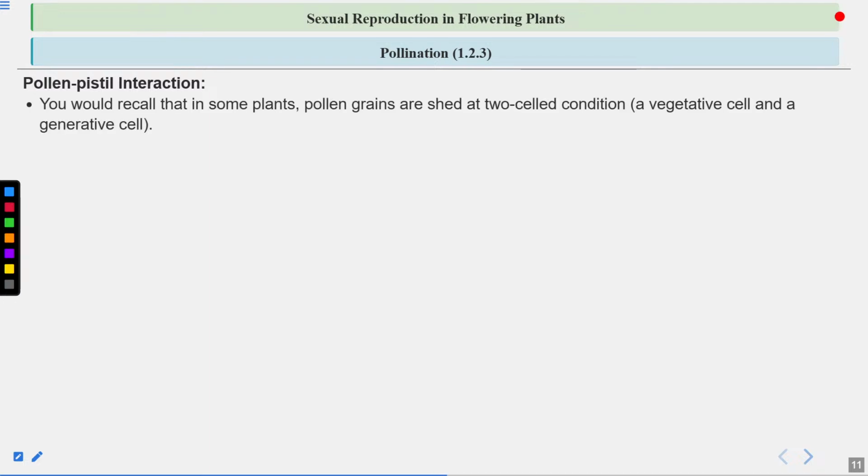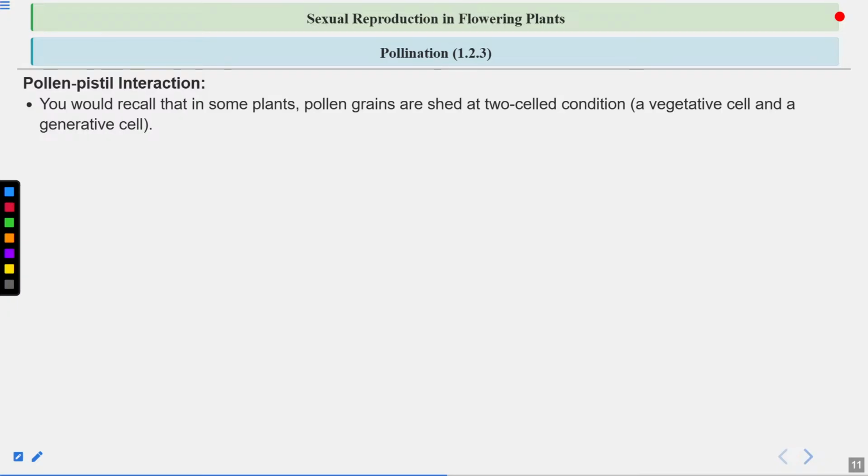So you would recall that in some plants, the pollen grains are shed at the two-celled condition, a vegetative cell and a generative cell. This we have already studied in the male gametophyte in the first lecture, that the pollen grain is at the two-celled stage. In 60% of angiospermic plants, the pollen grains are shed off, meaning released from the anther, at the two-celled condition. One cell is the vegetative cell and one is the generative cell. Is it clear? Okay.